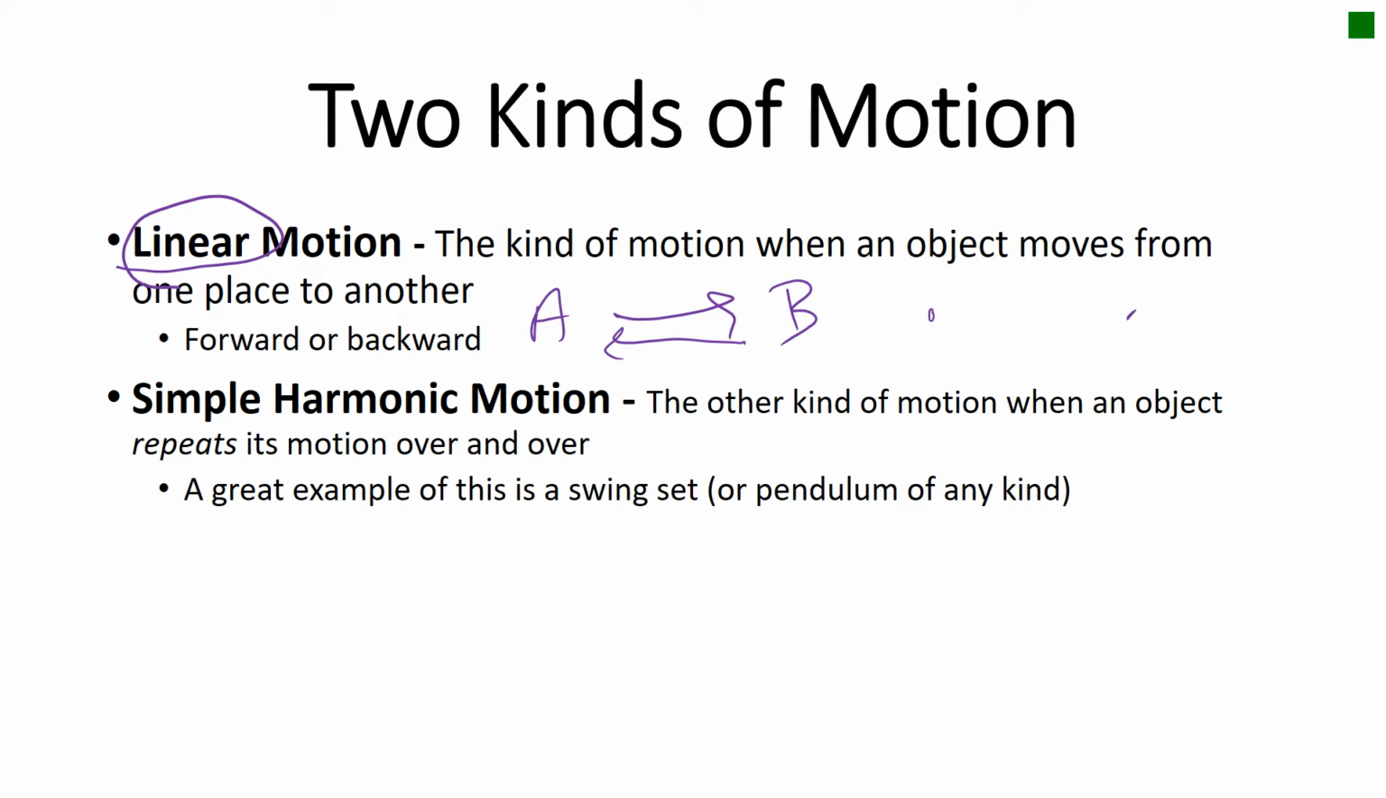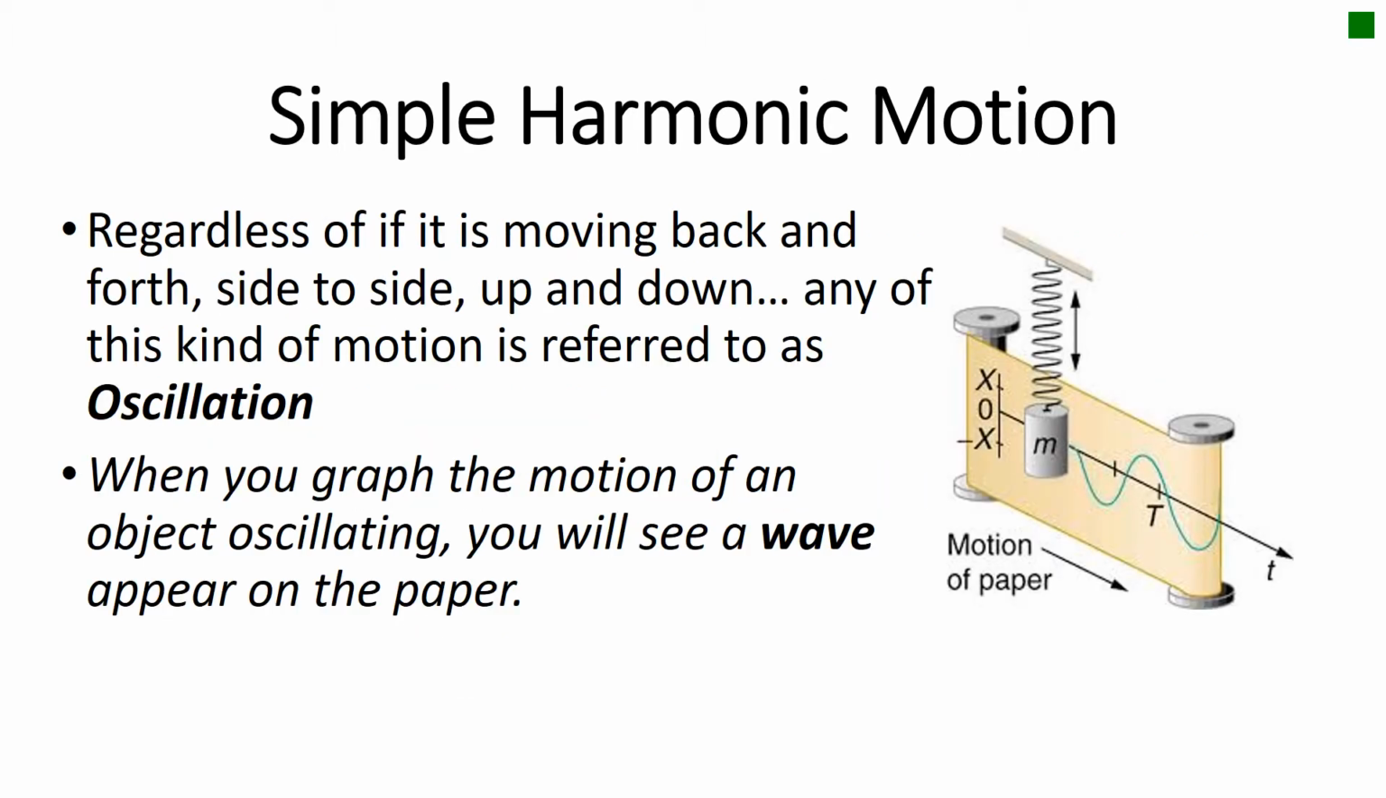The other type of motion that you get is simple harmonic motion, and what that is is where it repeats its motion over and over again. So a swing set or a pendulum. A pendulum is basically a swing, if you want to think of it that way. If you go back and forth, back and forth, back and forth, that is a harmonic motion. If you have ever seen a hypnotist with the watch and it goes back and forth, back and forth, that's a simple harmonic motion where it repeats itself over and over again.